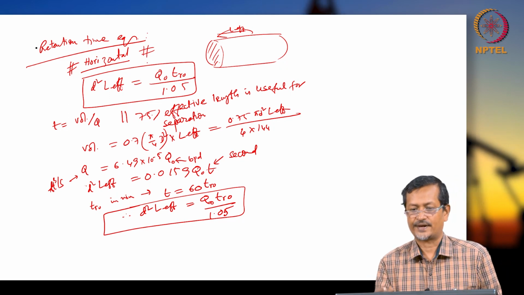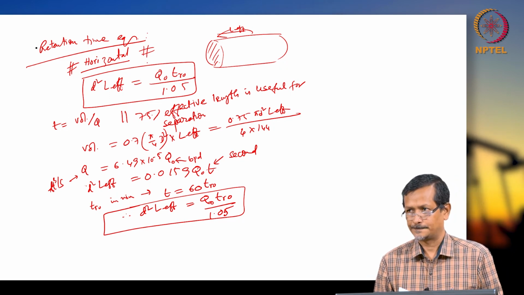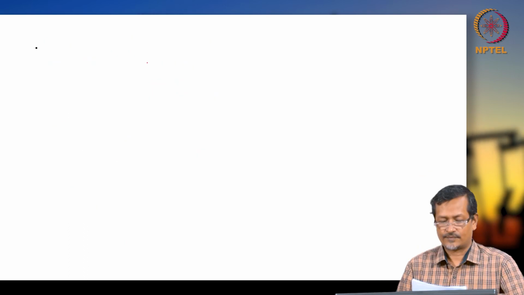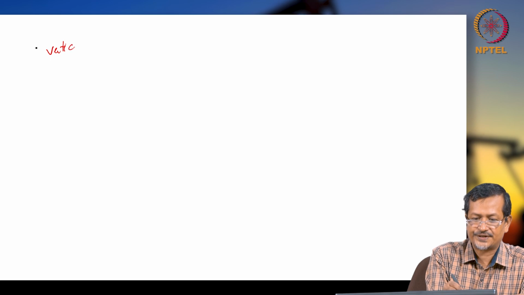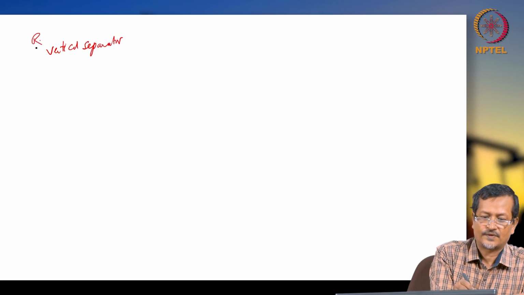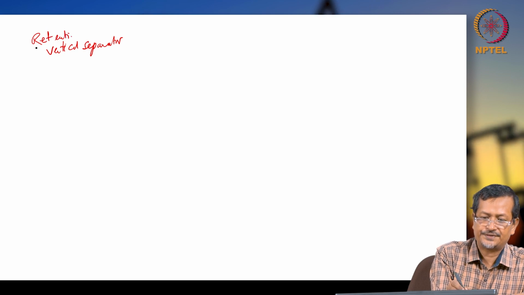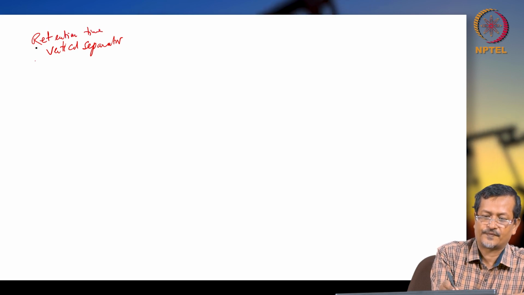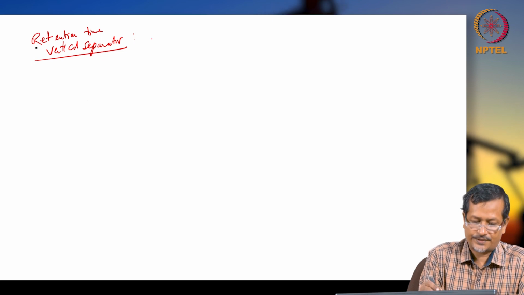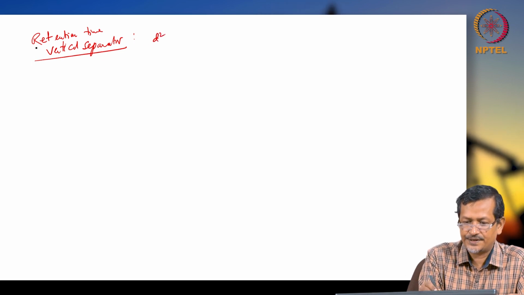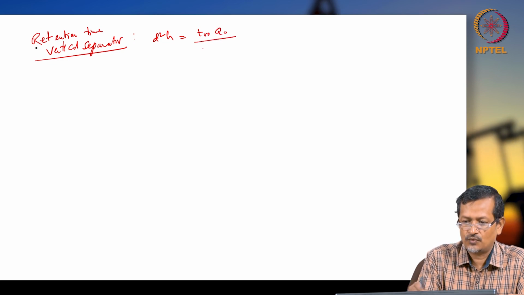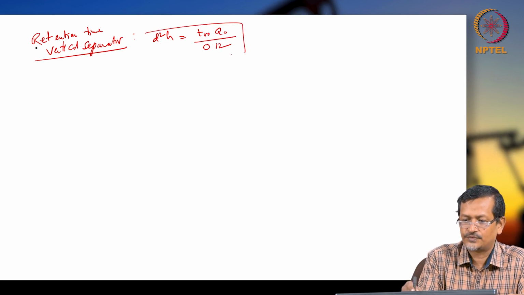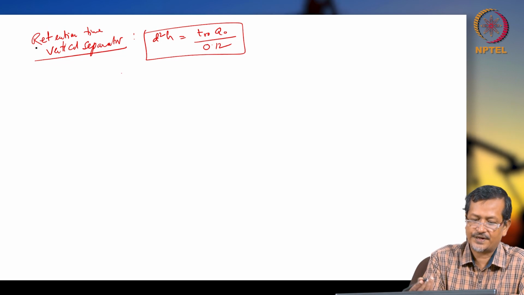Okay. Now we will go for vertical separators. Okay, for vertical separator retention time. The vertical separator formula is d square H equals TRO QO 0.12. So this is the final formula. But how to derive this one?